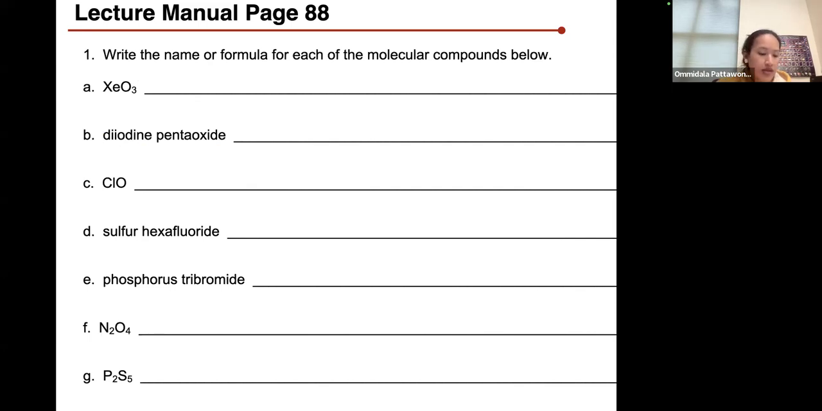All right, 1A, xenon and oxygen 3. So this name would be xenon trioxide.